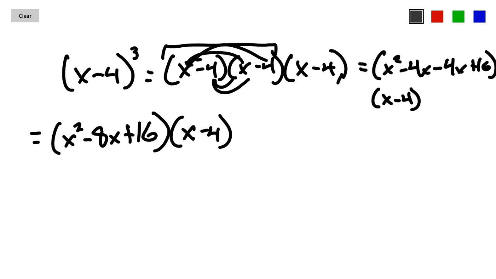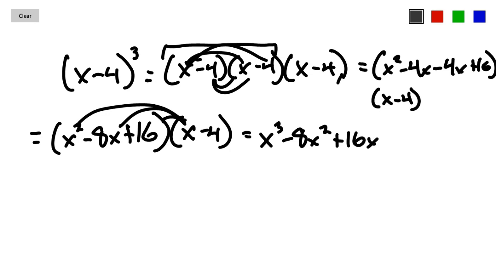So what we're going to do now is the same kind of thing with the FOIL method, but instead we're going to distribute both of the terms across the 3 in the first group of parentheses. So I'm going to multiply the x by each of the terms first. So x squared times an x gives me x cubed. Then x times minus 8x gives me a minus 8x squared. And then 16 times x just gives me plus 16x.